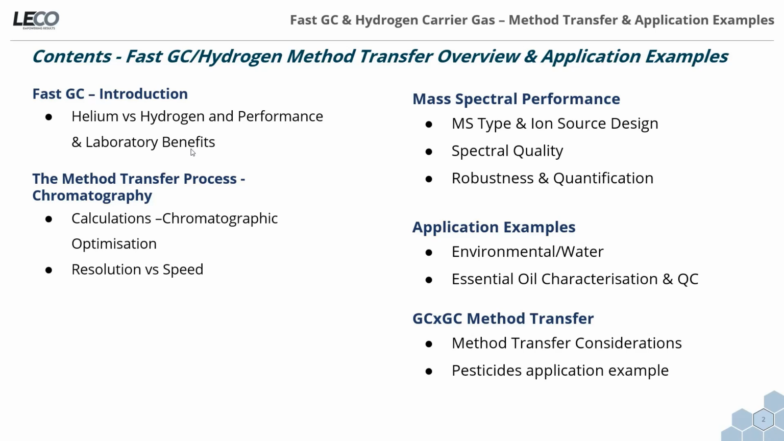And we shall look at some application examples, water analysis and essential oil characterization and quality control. And then we'll look at an example for GC times GC method transfer. We will cover some considerations that need to be taken, and we'll give an example of transferring pesticides analysis from helium to hydrogen.